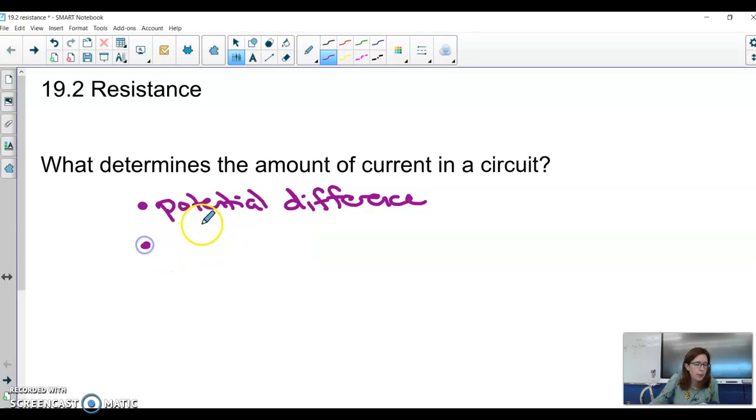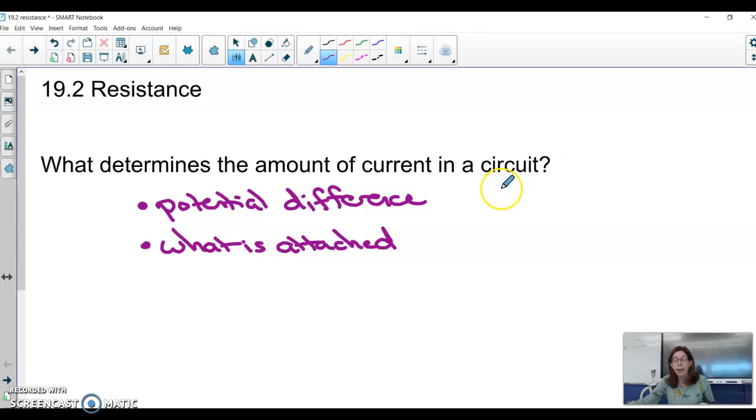And the other thing that's going to matter is what is actually attached to the circuit. So are you trying to run a hairdryer? Are you trying to run a microwave? Are you trying to run whatever it might be, a light bulb, a higher wattage light bulb? That's going to affect how much current you're going to get produced in your circuit. So first, we're going to focus on this portion. We're going to focus on how what is attached itself affects the current.